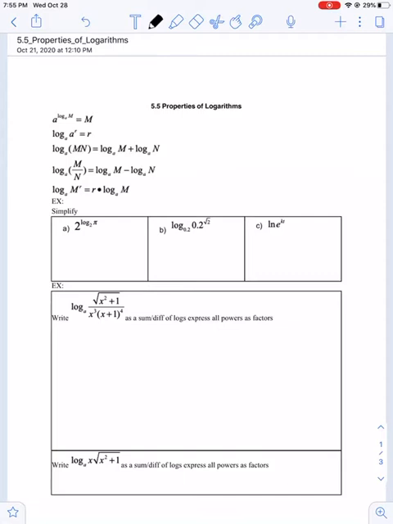So 2 to the log base 2 of pi. So then this would mean m would equal pi. So that means this equals pi.